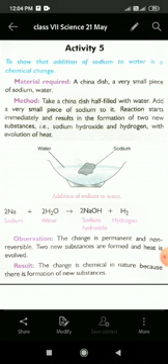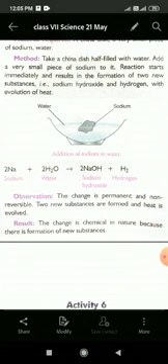Students, the method is to take a china dish half filled with water and add a very small piece of sodium to it. The reaction starts immediately and results in the formation of two new substances, sodium hydroxide and hydrogen, with evolution of heat. The observation is that the change is permanent and non-reversible, two new substances form, and heat also evolves. So the change is a chemical change in nature because there is formation of new substances.